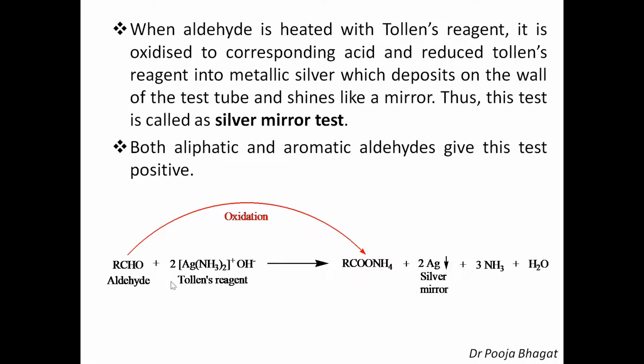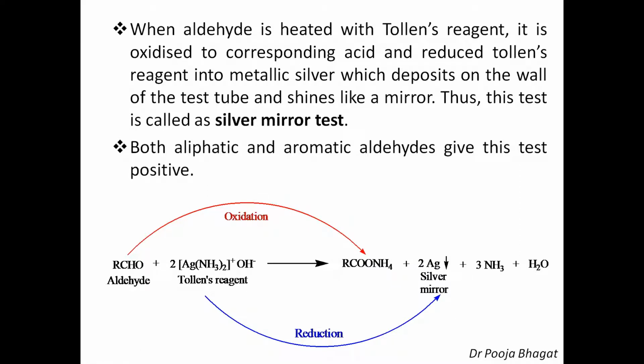Okay, and what about the Tollens reagent? See here, the silver is present in the +1 oxidation state, and here it is metallic silver, which is in the 0 oxidation state. So that means the Tollens reagent will get reduced to silver metal. Okay, and this is the silver metal which gets deposited on the side of the wall to shine like a mirror, or you can get a black or grayish black precipitate of metallic silver. So this is the positive Tollens test.